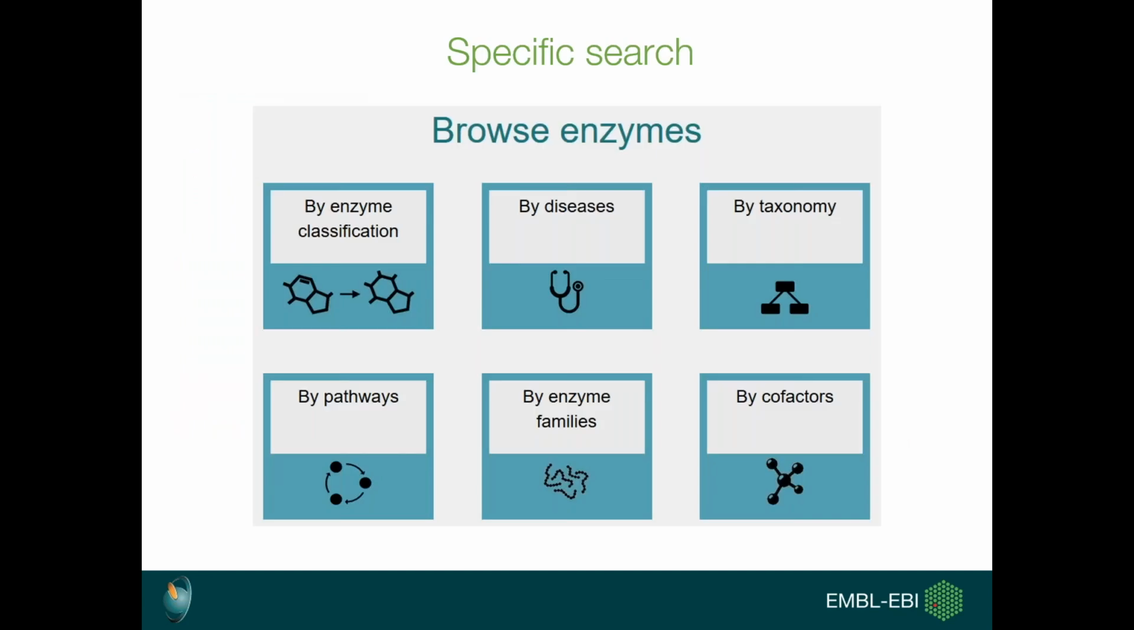Beside the general search box, the website provides an alternative way to query the portal using the Browse Enzymes tab. This will allow you to make your search more specific by browsing enzymes associated with a specific enzyme classification, a specific disease, species, pathway, enzyme family, or cofactor.